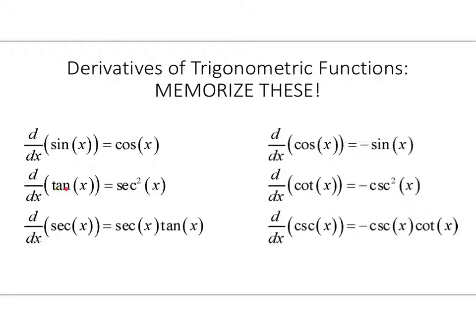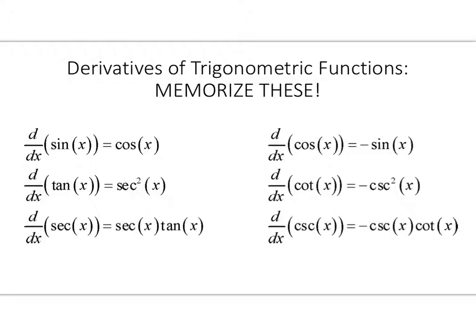Derivative of tangent x is secant squared x, and you could get that using a quotient rule. If you rewrite tangent as sine over cosine and then go through the quotient rule for the derivative, you would end up with secant squared. Derivative of cotangent of x is negative cosecant squared. Derivative of secant of x is secant x times tangent x. And the derivative of cosecant x is negative cosecant x times cotangent x.